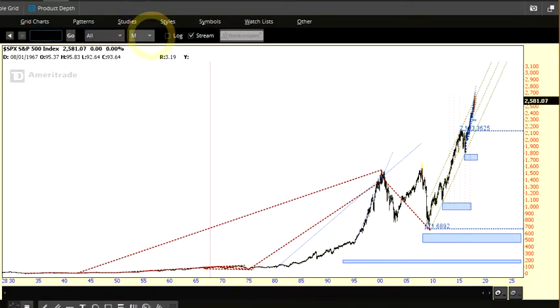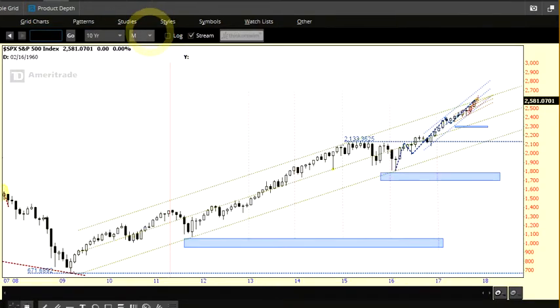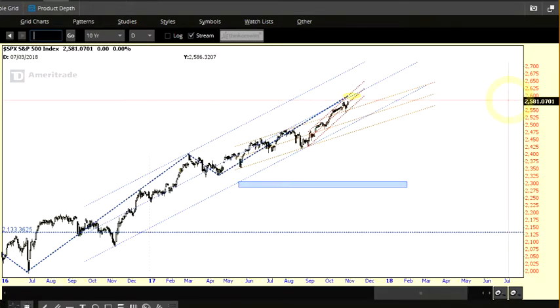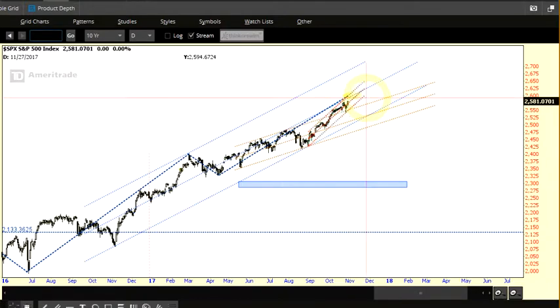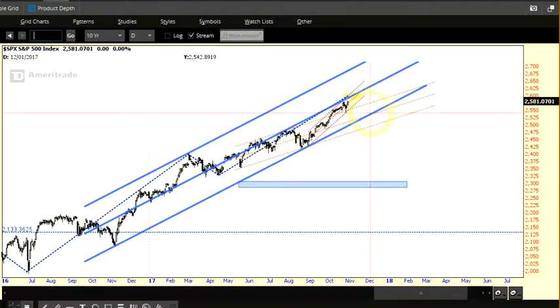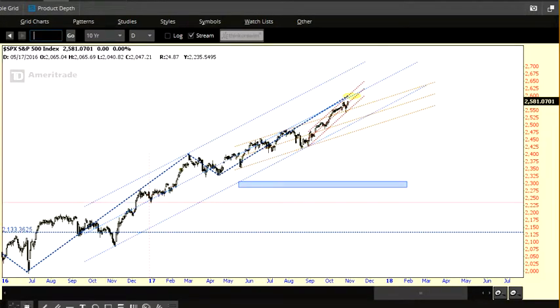So let me go back to daily, and let me go to 10-year, then daily. So what we've got here, if you zoom in on where this little circle is, it's right around 2600, which is about 20 points higher than the market is right now on the S&P 500. Now, we haven't looked at the Dow. We could look at the Dow real quick. Let me move that up and look at the Dow.